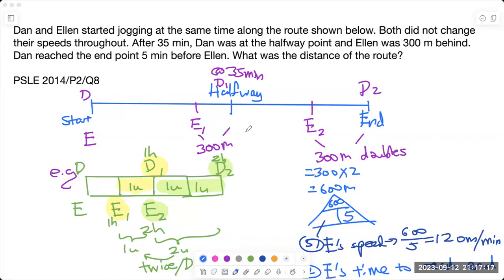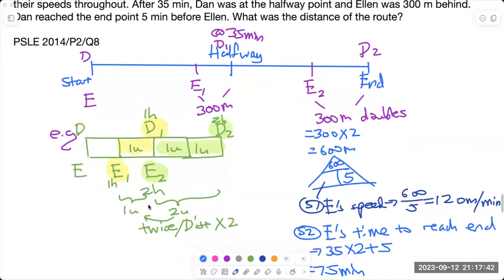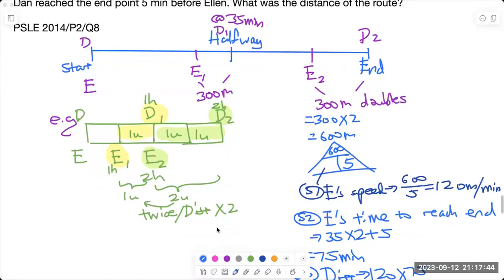Then Dan reached the endpoint 5 minutes before Alan, so another position, D2 and E2. Okay, so as we know, because this is 1 unit and this is 2 units, the separation distance doubles. Okay, how can we explain this to kids is using a simple model.